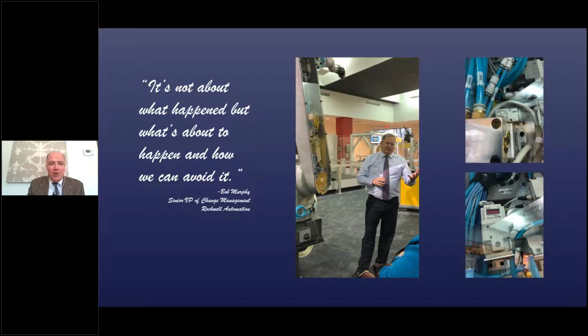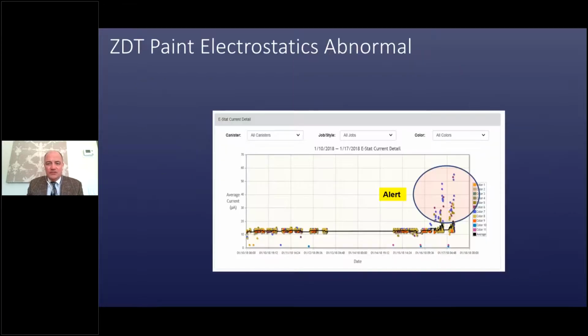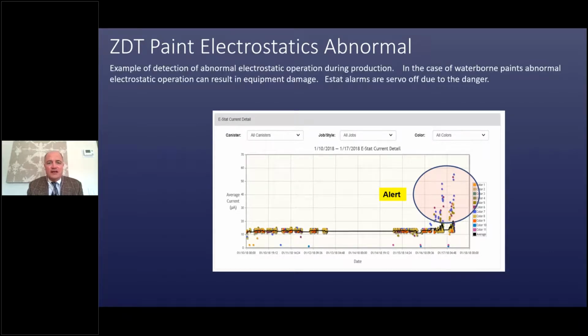But it's not about what happened on the manufacturing line. It's not about what happened to our paint robot. It's about what is about to happen and how do we avoid it. Let me give you some examples. Fanuc has a technology they call zero downtime. And here was just one example where they detected an abnormal electrostatic operation during production.